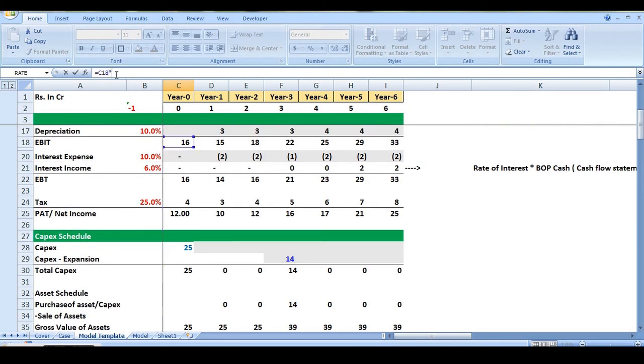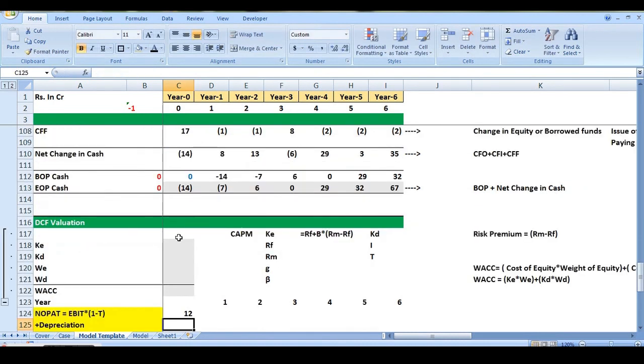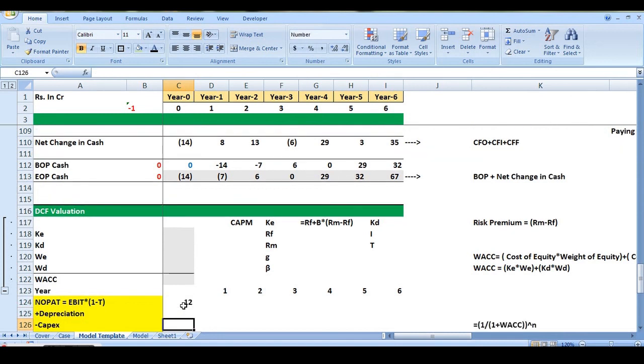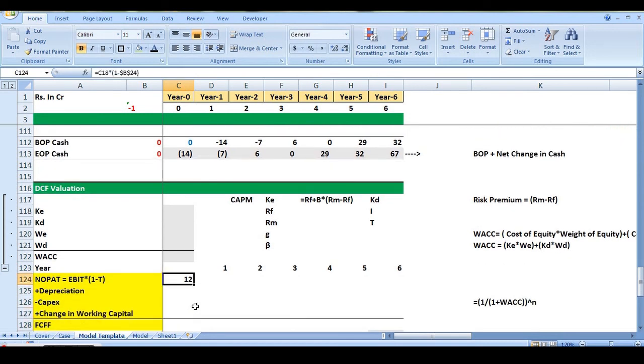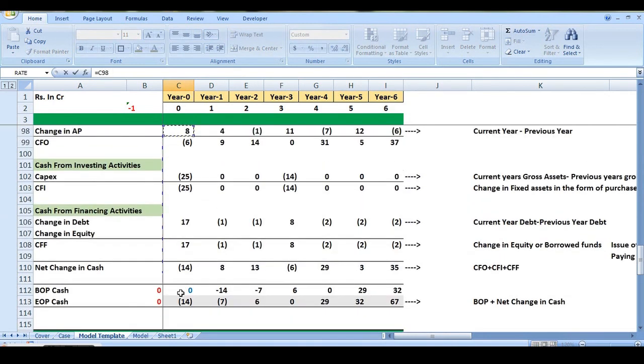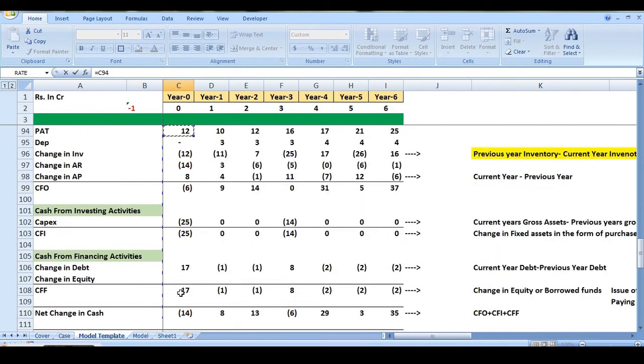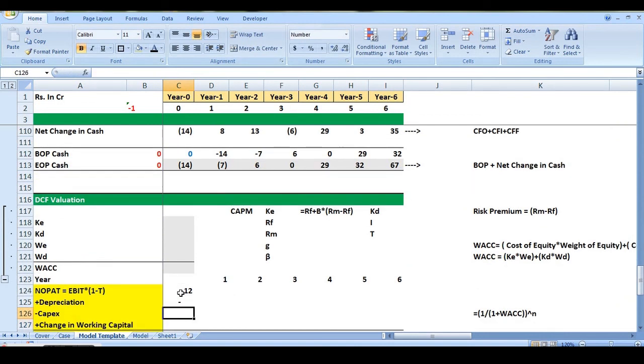into bracket 1 minus T. Now even the T rate is available in the income statement here. We freeze the tax rate because it is going to remain the same for the rest of the years. We click it and we get the value of NOPAT. Now depreciation is simply the value given in the income statement. You can take it from the cash flow statement or from the income statement. Cash flow is near, so we take it from there.